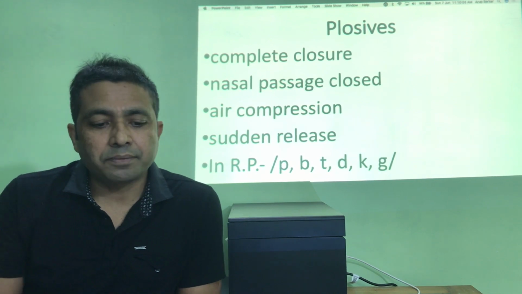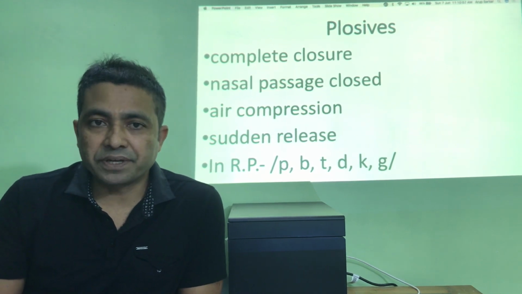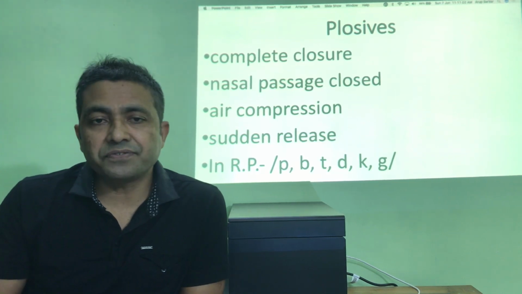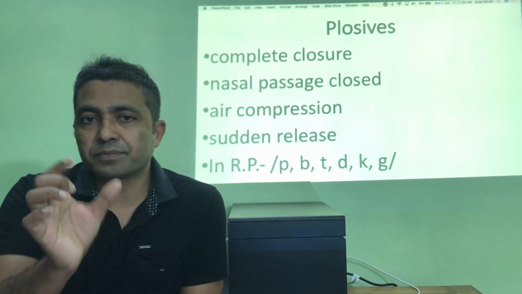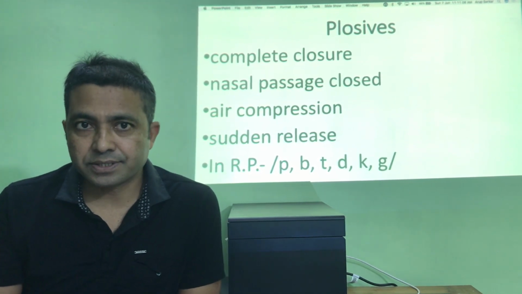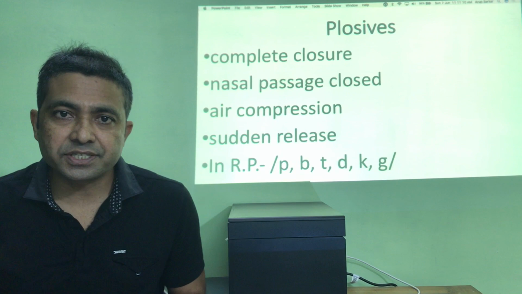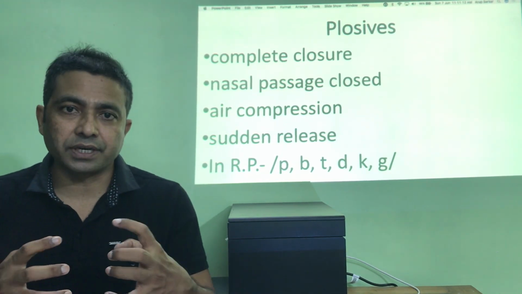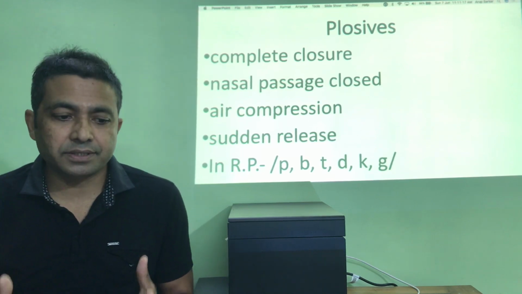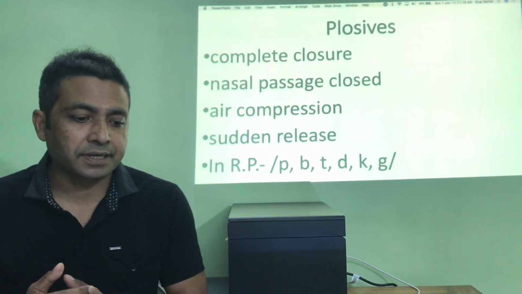The first type of manner of articulation is plosive sound. Plosive, the sound has come from the word, you can say, explosion. How do explosions take place? The air compression is there, then there is a sudden release and the blast is there, boom. So these sounds are like that. These are plosive sounds. Explosion is there.